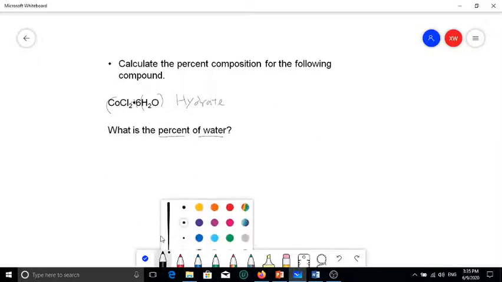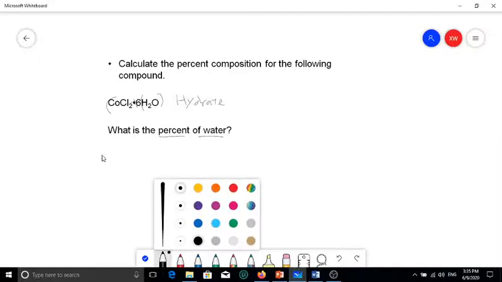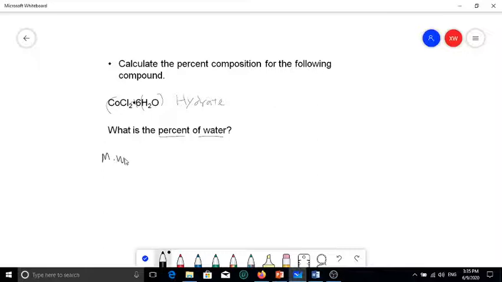Alright, so the way we do this is very simple. We're going to try to find out the molecular weight of the entire molecule first. So the whole molecule is composed of, this is not carbon oxygen, okay, this is a cobalt, 2 chlorines and 6 waters. So you can look up the molar mass of each element from the periodic table. Cobalt is 58.93. There's only one of it. Chlorine is 35.45. Don't forget to multiply by 2 because there are 2 of them here.